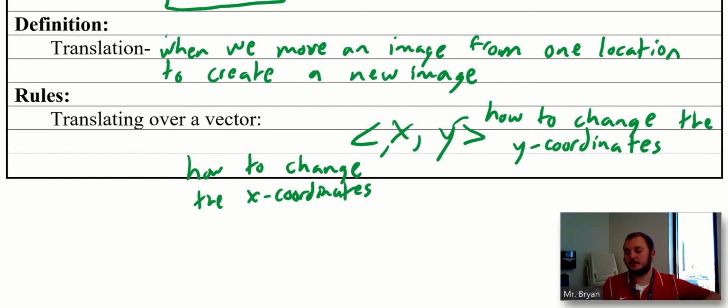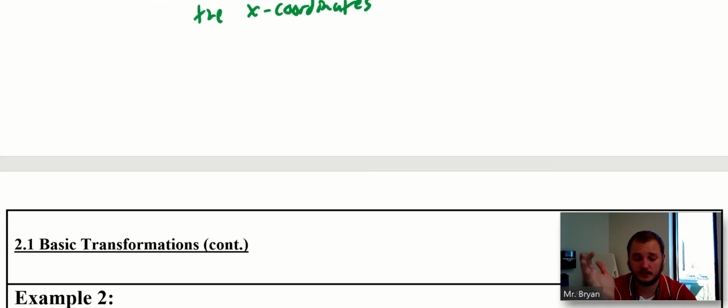Okay, whatever number is first is going to tell me how to change the x coordinates. This is just going to be addition and subtraction. So if I see positive 4 as my first number, that means I just add 4 to all the x coordinates. If I see negative 2 as my second number, that means I subtract 2, since it's a negative, from all my y coordinates. Okay, simple as that. That's all I use for my rules for translating.